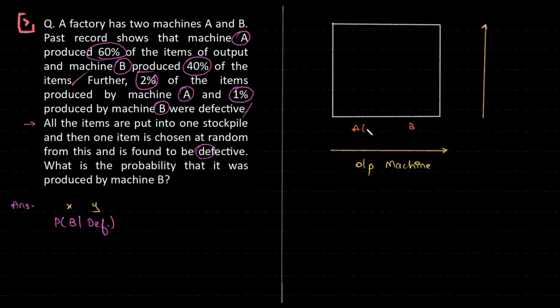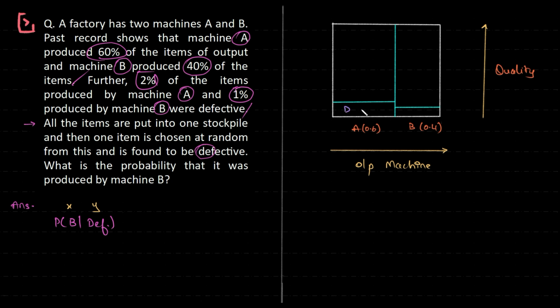So A turns out to be 0.6, sorry, 0.6 of the times. 60% of the time we have the one which is produced by machine A, and 0.4 of the times it is machine B. And this is the quality of this. So basically we need to draw a line somewhere along here, and here it is 2%. I'll just show this as 2% and say this is 1%.